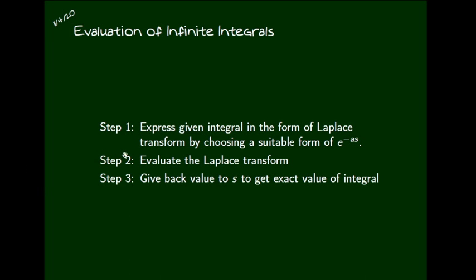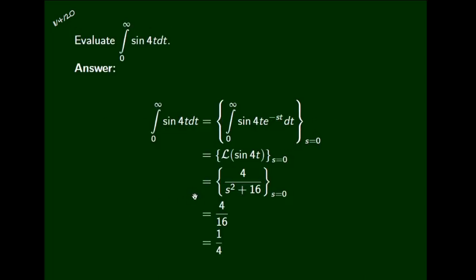Step 1 is to express the given integral in the form of a Laplace transform by choosing a suitable value for e raised to minus st. Second step, evaluate the Laplace transform, and third step, give back the value to s to get the exact value of the integral. Let us see an example.